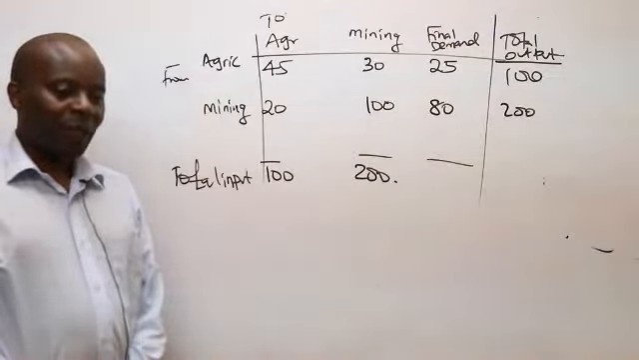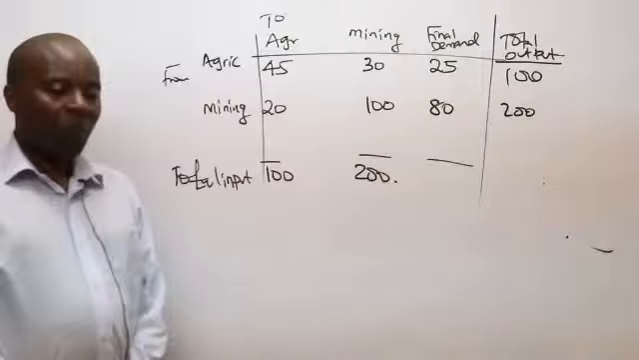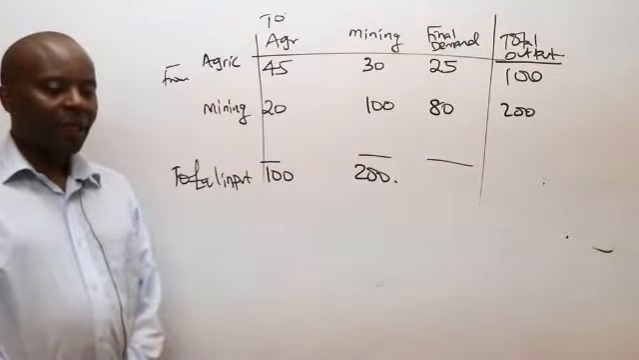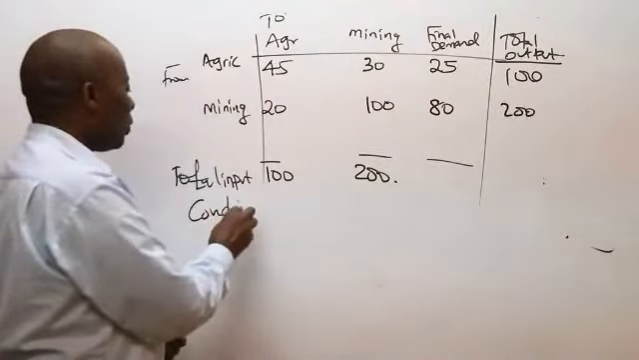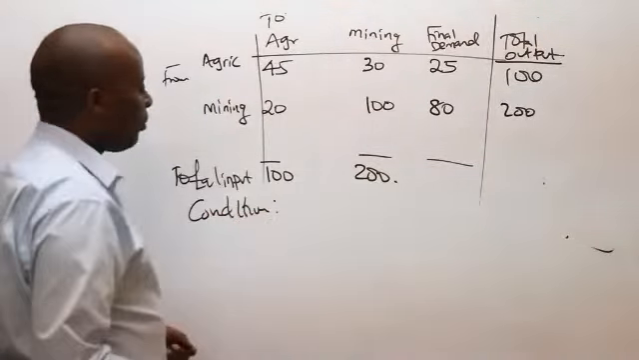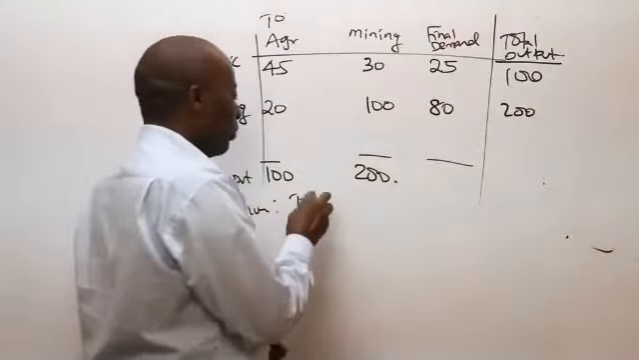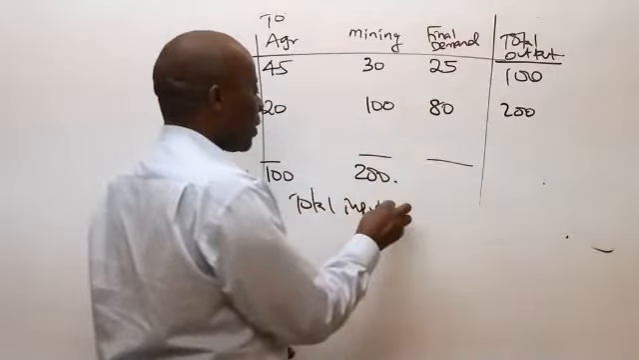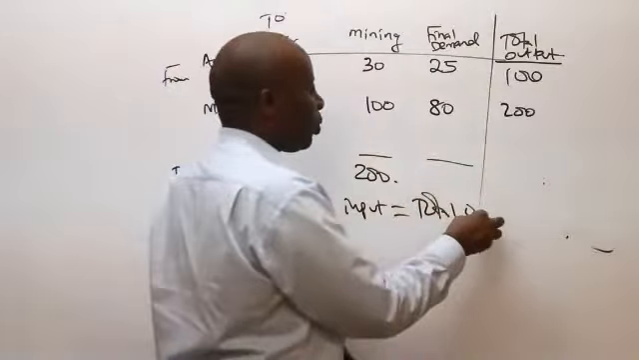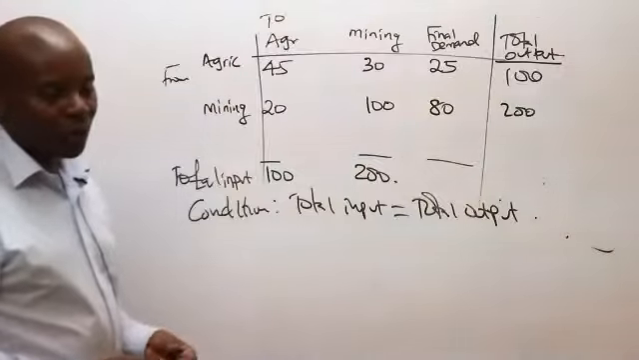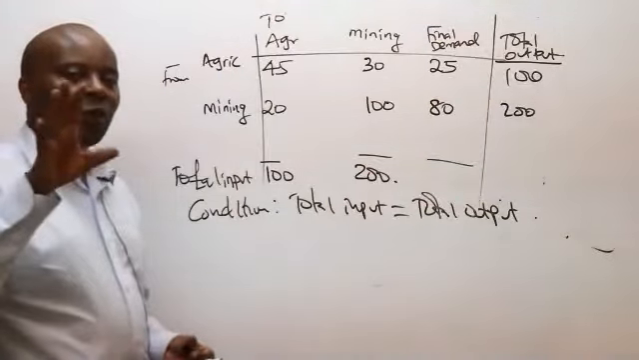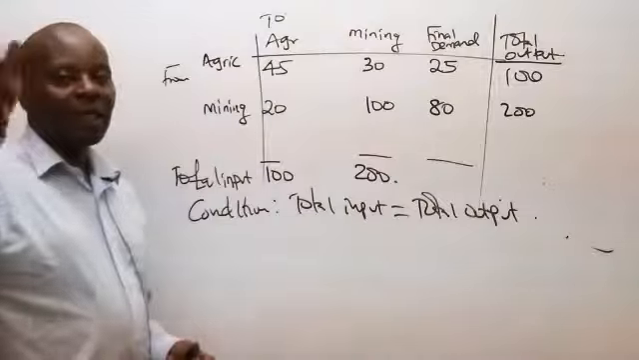Anybody who is able to see where I'm getting those figures from? Have you ever seen these figures anywhere else? Yes, total output. Because the first condition that you are supposed to master as students of input-output is that total input will always be equal to total output. Once you get this wrong, you can never really get anything out of this. It's a system of no losses. You put in 100, you get exactly 100.